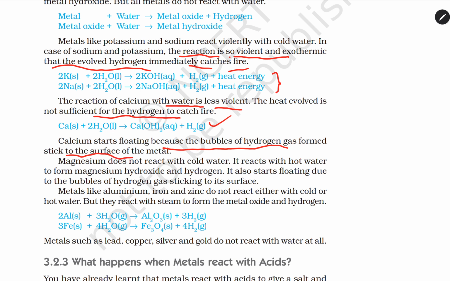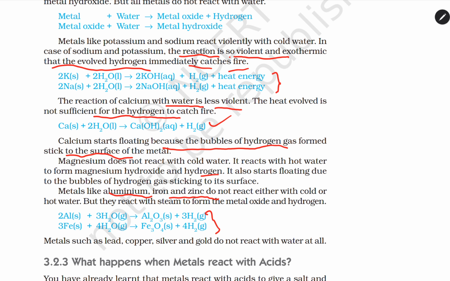And coming to the next reaction, magnesium does not react with cold water at all. It reacts with hot water to form magnesium hydroxide and hydrogen. It also starts floating due to the bubbles of hydrogen gas sticking to the surface. Metals like aluminium, iron and zinc do not react with either cold or hot water, but they react with steam to form the metal oxide and hydrogen.